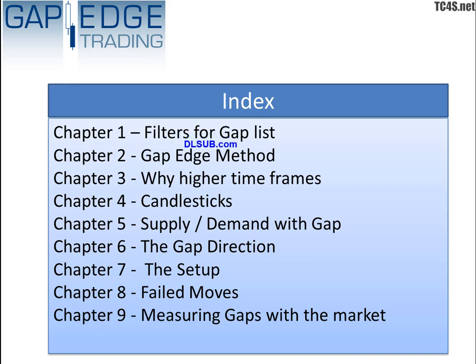Here is the index of the chapters we're going to be going over. Chapter 1, Filters for Gaplers. Chapter 2, Gap Edge Trading Method. Chapter 3, Why Higher Time Frames. Chapter 4, Candlesticks. Chapter 5, Supply and Demand with Gap. Chapter 6, the Gap Direction. Chapter 7, the Setup. Chapter 8, Failed Moves. Chapter 9, Measuring Gaps with the Market.